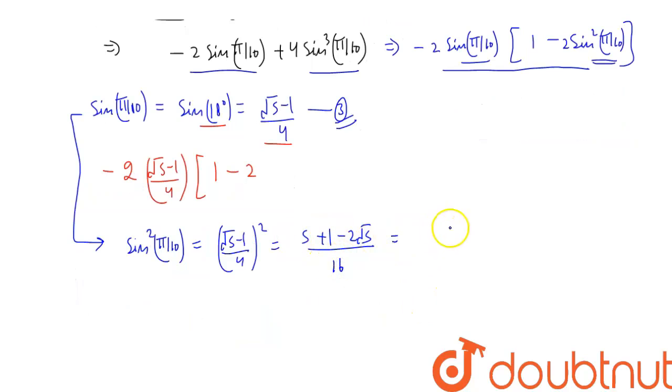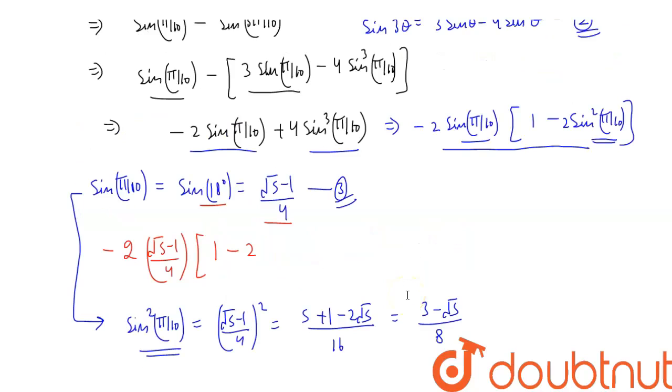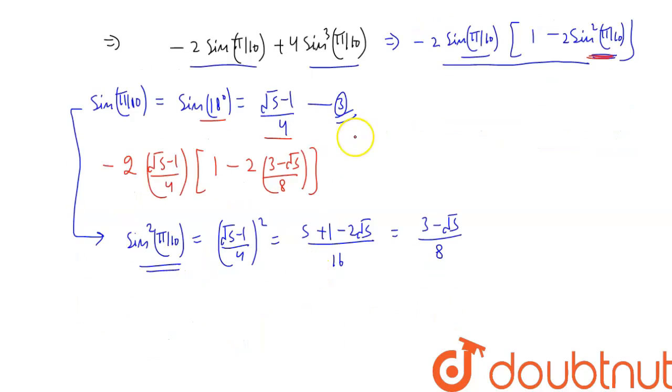So if we solve this, then we get (6 minus 2 root 5) by 16, that is, if we divide by 2 in both numerator and denominator, then we get (3 minus root 5) whole divided by 8. So this is the value of sine square pi by 10. So if we substitute this here, then in place of this thing we get (3 minus root 5) by 8, like this. So this is what we have got on solving this further.